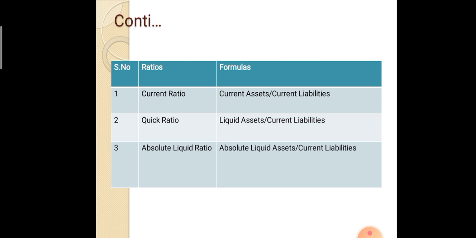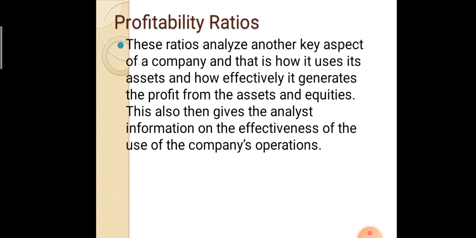So, now coming to the profitability ratios. These ratios analyze another key aspect of a company, and that is how it uses its assets and how effectively it generates the profit from the assets and equities. So this also gives the analyst information on the effectiveness of the use of the company's operations.